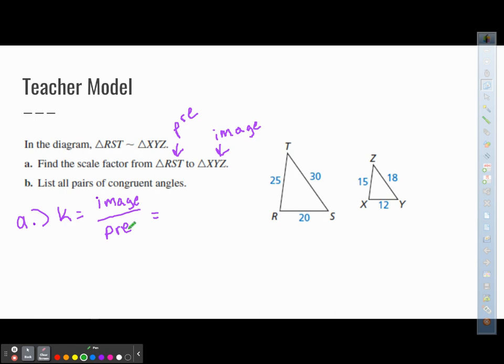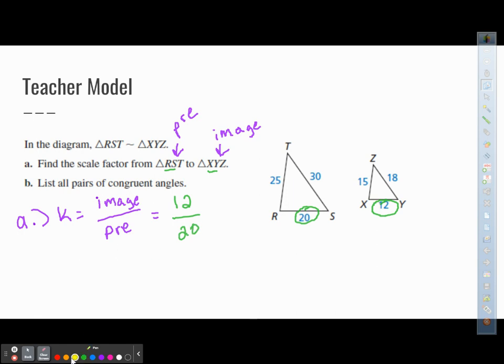Now, on your image, XYZ, pick any side you want to pick. I'm going to pick XY, which is 12. That number goes on top. Now to figure out the number that goes on bottom, you have to see which side corresponds to XY. Well, if I look at my statement, XY corresponds to RS. And RS is 20. So I put 12 over 20.